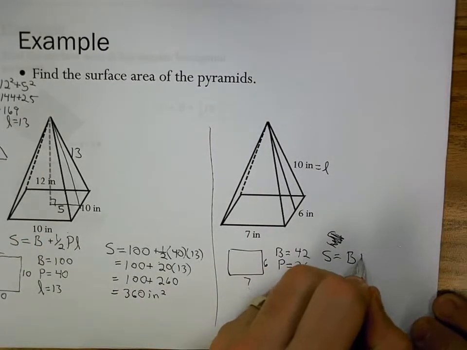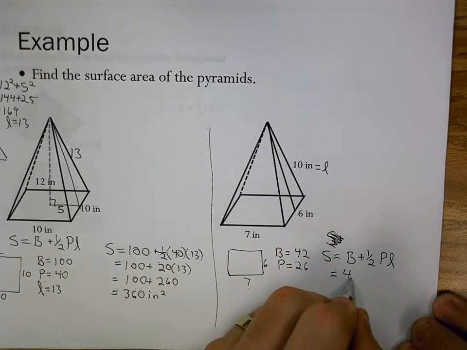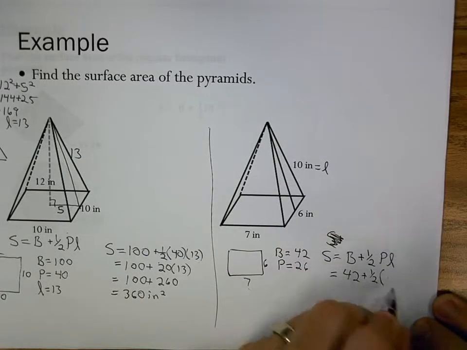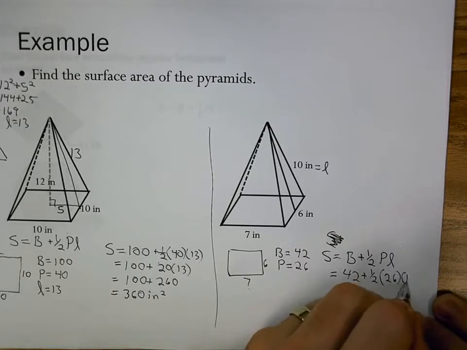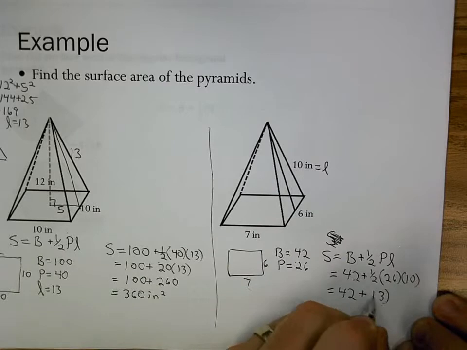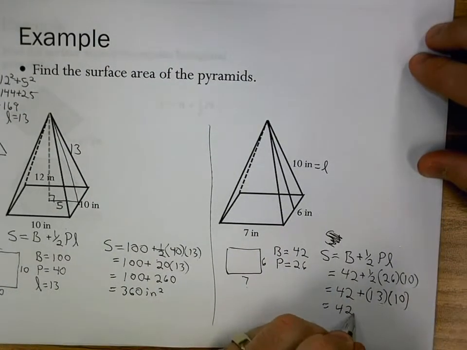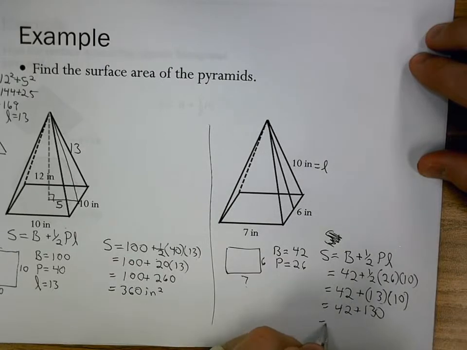It's base area plus 1/2 the perimeter times slant height. That's 42 plus 1/2, 26 times 10. 42 plus 13 times 10. 42 plus 130 gives us 172 inches squared.